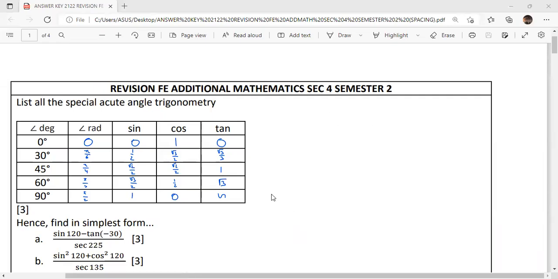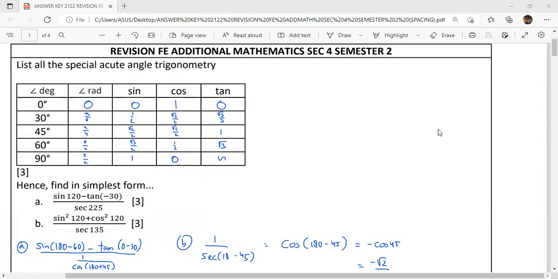Guys, this is our revision for additional maths. This topic is quite simple because it's about trigonometry and also derivative, that's all. But the hardest part is the details. Okay, I will show you how to do this easily.